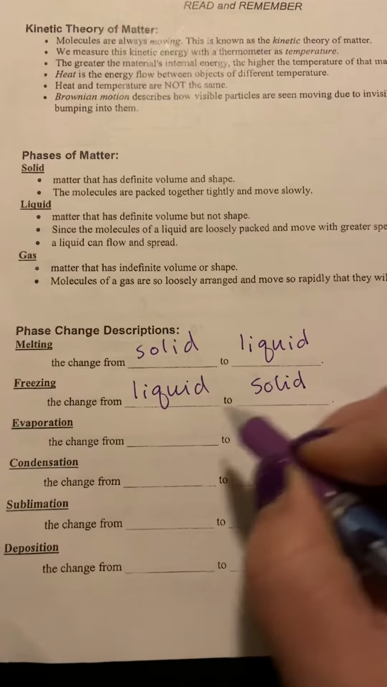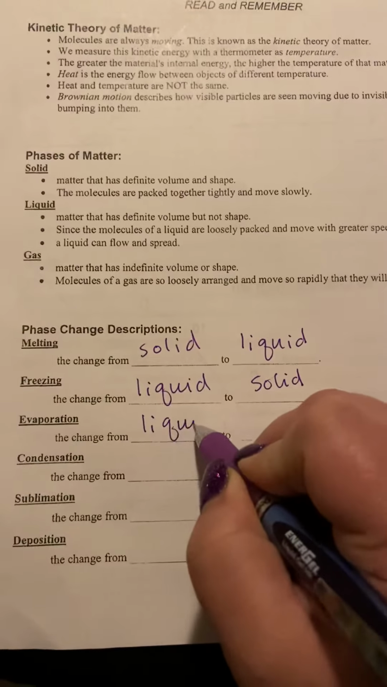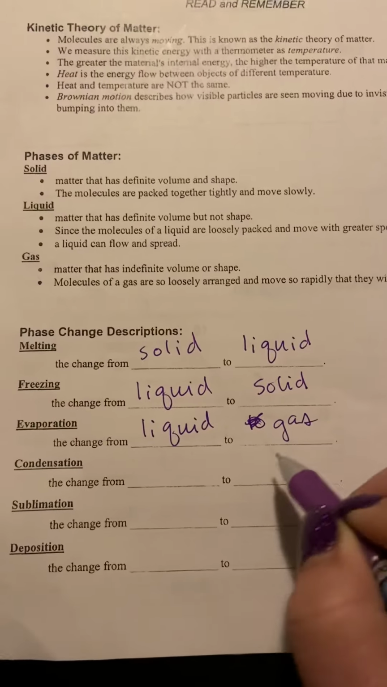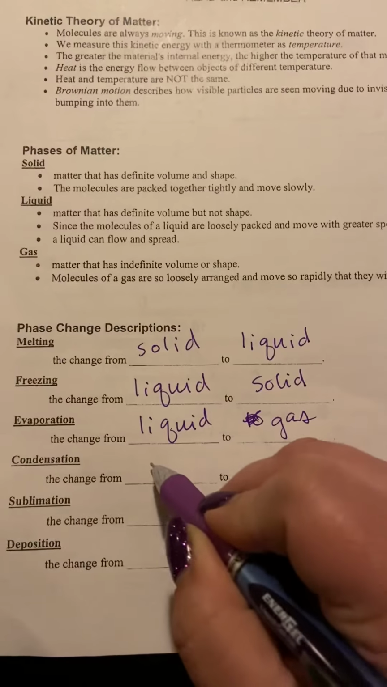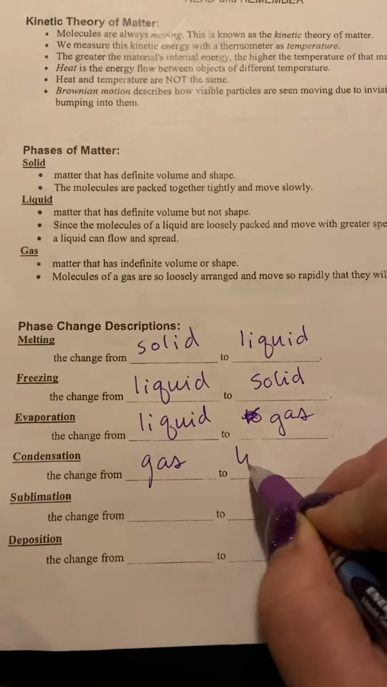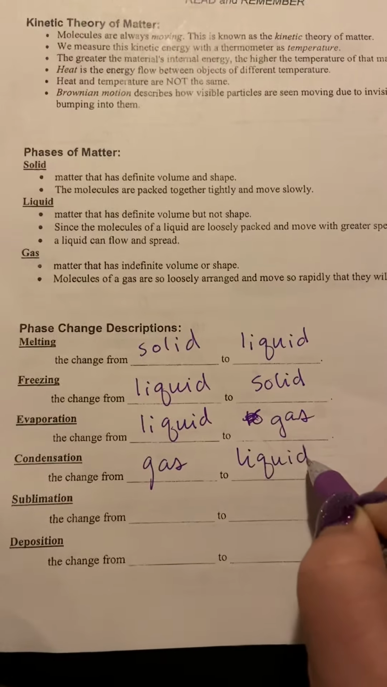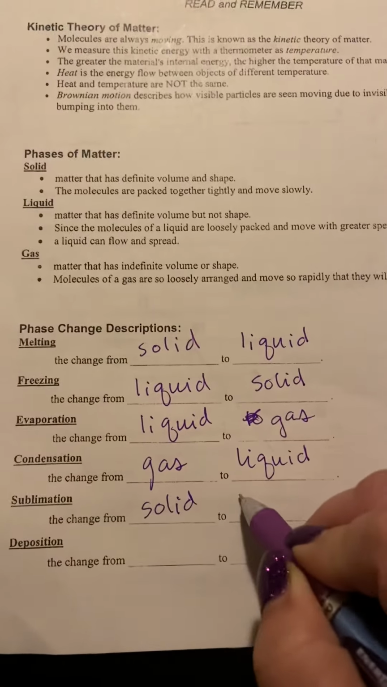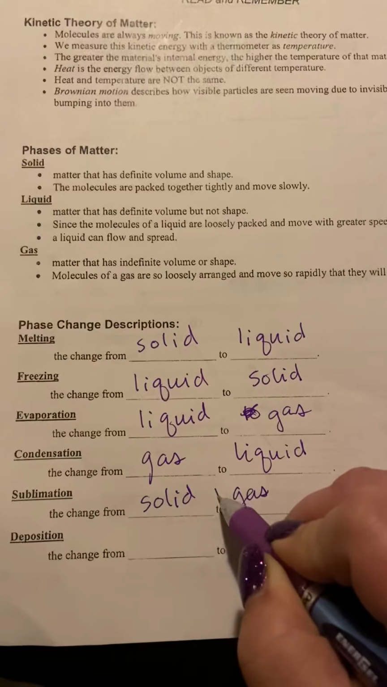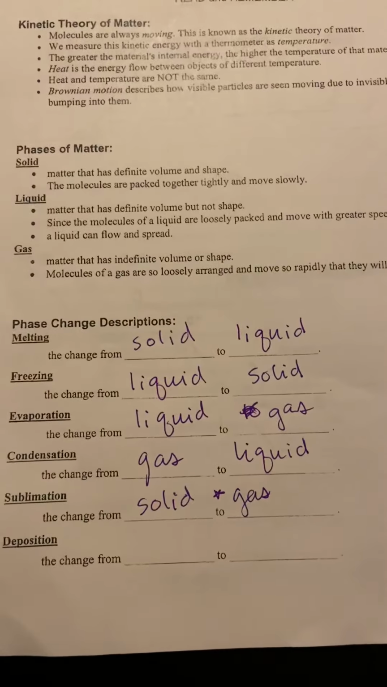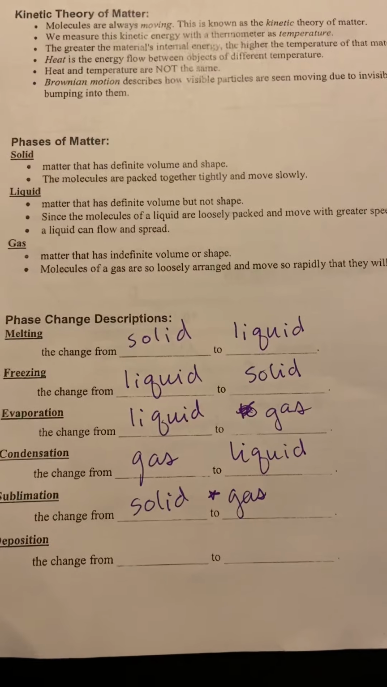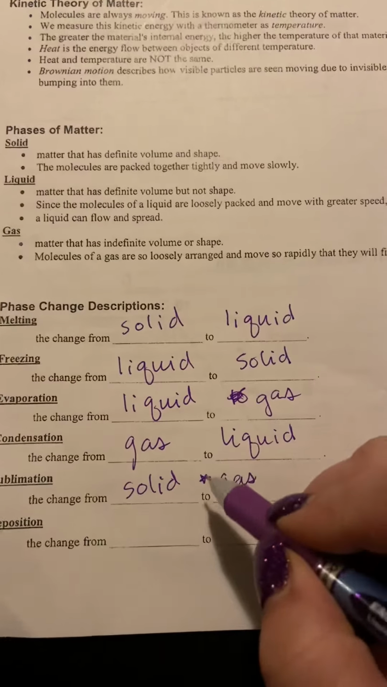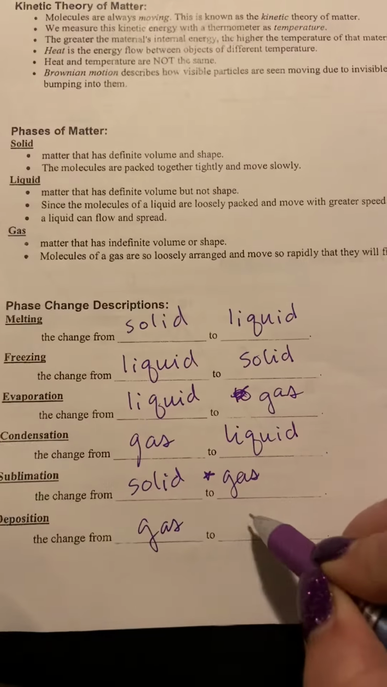Evaporation is going to be liquid to gas. Condensation is going to be gas to a liquid. Sublimation is going straight from a solid to a gas, and that is bypassing the liquid phase completely, just skipping liquid altogether. And deposition is the opposite of that, so it's going from a gas to a solid.